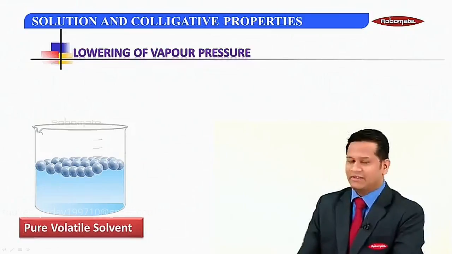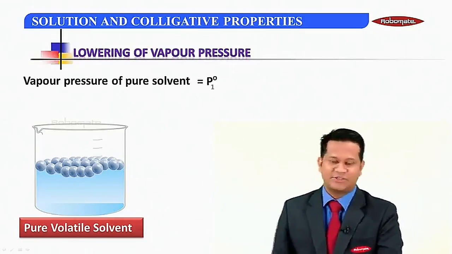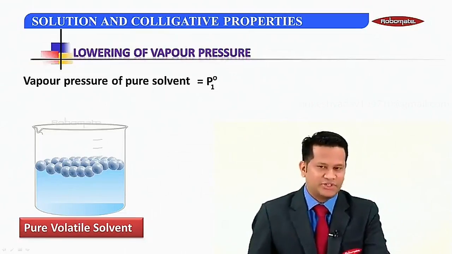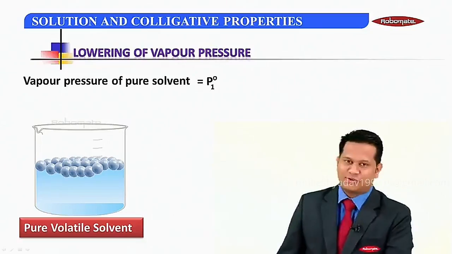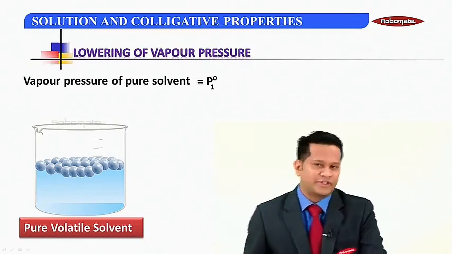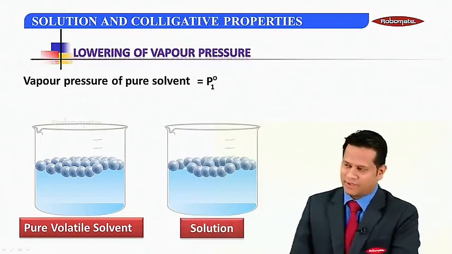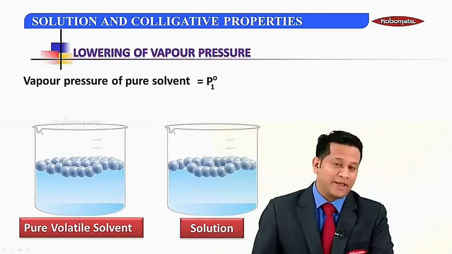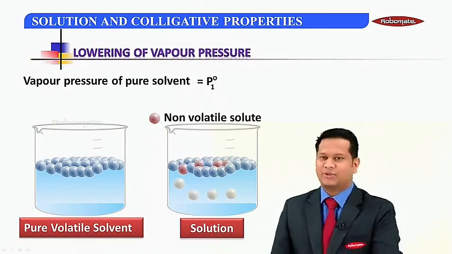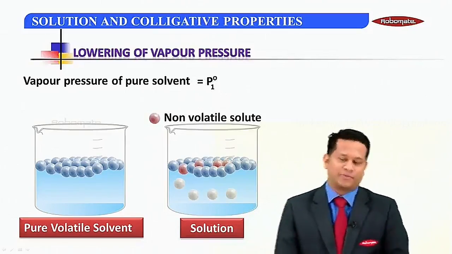Let me say that the vapor pressure of this pure volatile solvent is given symbolically as P01, where 1 is nothing but the symbolic representation for a solvent, and the superscript naught simply means that it's pure. So the vapor pressure of the pure solvent is P01. Now we are supposed to have a solution, and this solution is made by adding a non-volatile solute. So when a non-volatile solute is added to this pure volatile solvent, you get a solution.